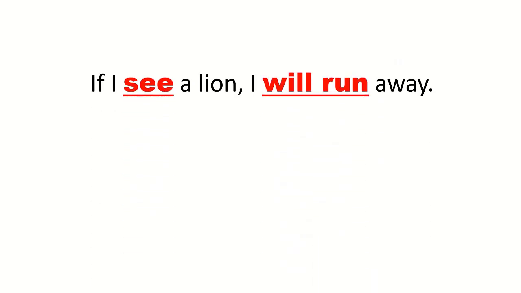If I see a lion, I will run away. Now we will start talking about the first conditional. If I see a lion, I will run away. Maybe I hide. Maybe I feel so scared that I don't move, that I stand still. So here it's about possibilities. The first conditional is about possibilities, things that are possible or likely to happen. It is present simple in the if clause, and in the main clause it's will plus infinitive.